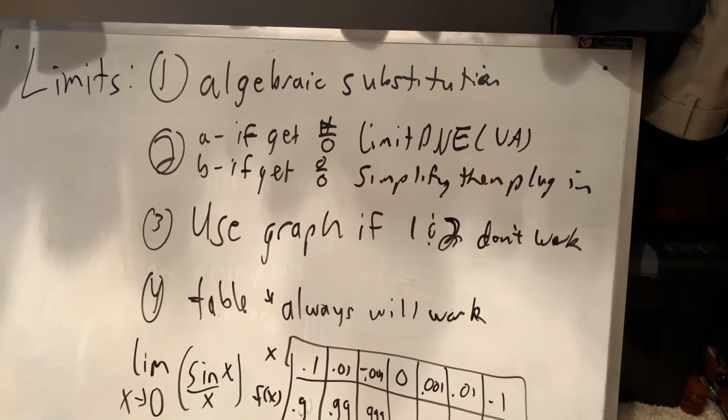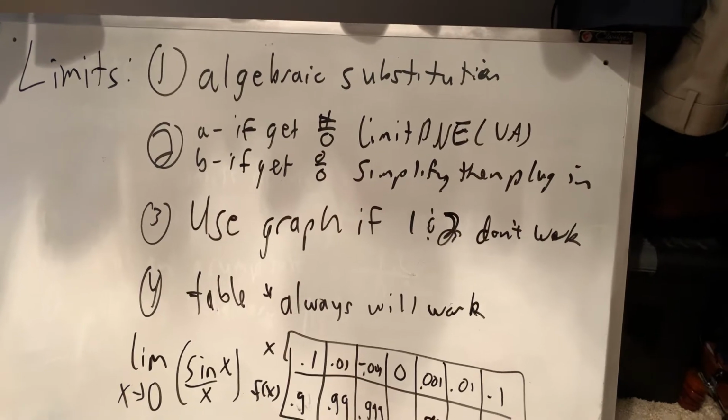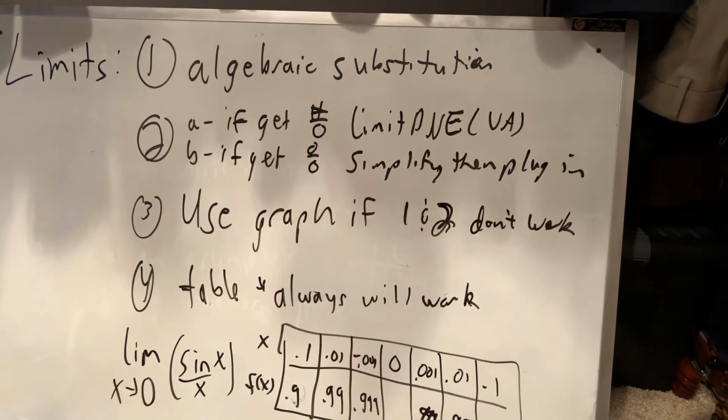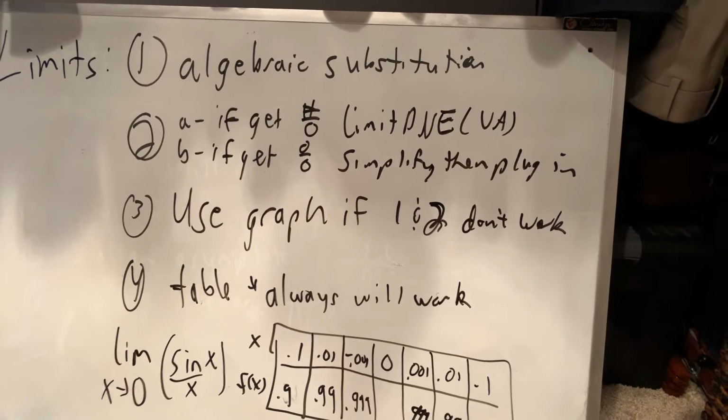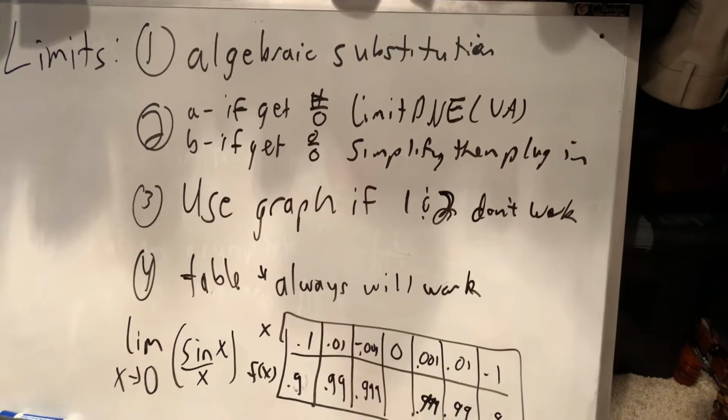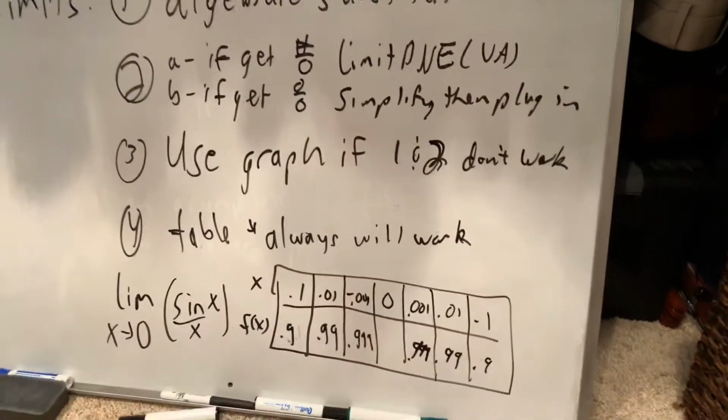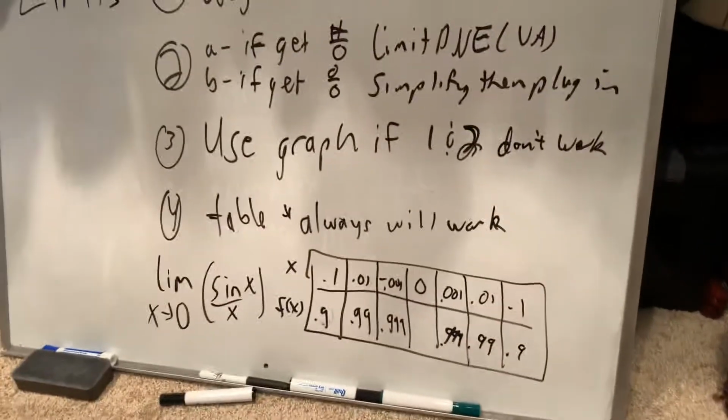If for some reason you aren't able to do it algebraically, you can't figure it out, see if you can graph it. See if you can use a graph to figure it out. Now, if for some reason that doesn't work, you can always use a table, okay? So here's an example of using a table.